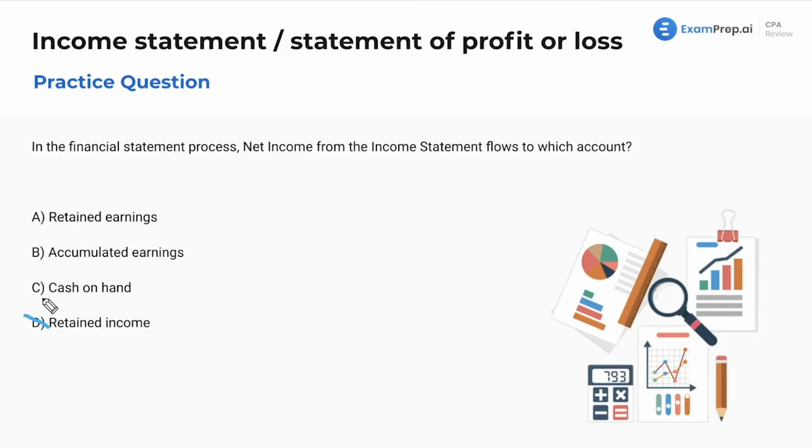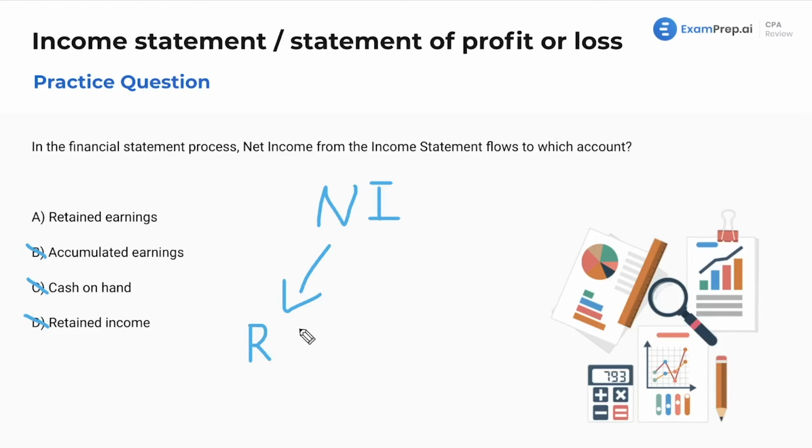We've also got cash on hand. That's not going to be where it goes either. It's just not included in your cash account. Accumulated earnings, this is, again, not really a term that we're going to see at all. Accumulated earnings, that's probably more of a tax term. Lastly, retained earnings. Now, this process here, net income flows to retained earnings. And so that is an increase to retained earnings.